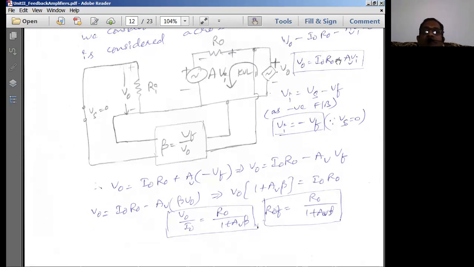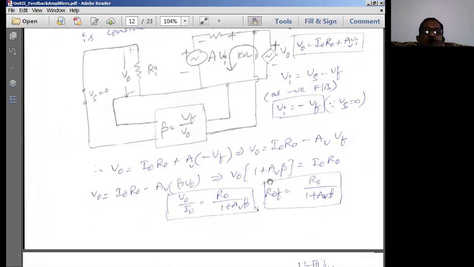Now in this equation, I'll rearrange. V naught is equal to I naught R naught plus AV into Vi, which I can write as minus Vf. Therefore, V naught is equal to I naught R naught minus AV into Vf. See, I'm just looking at it in terms of R naught here. That is important. What is Vf? Vf is equal to beta times V naught.